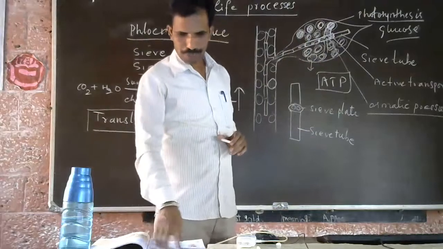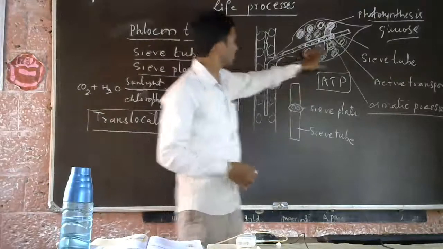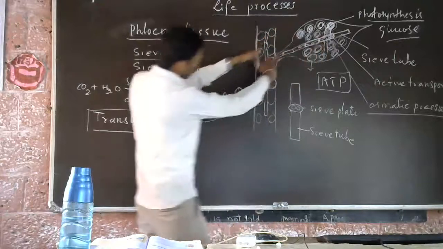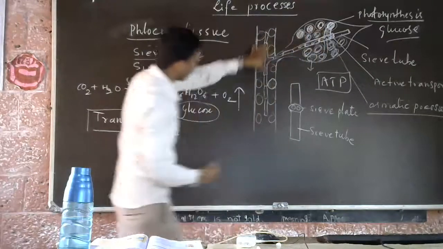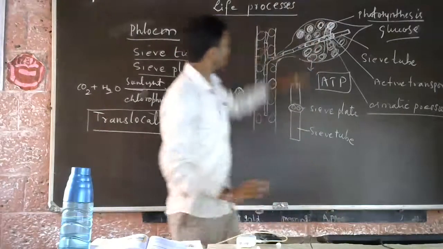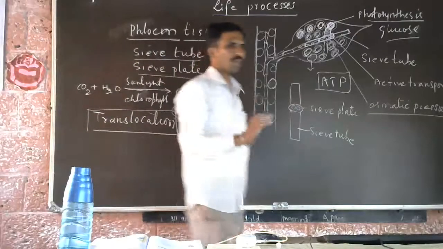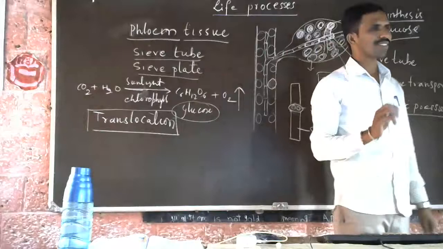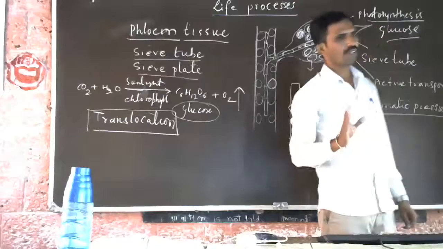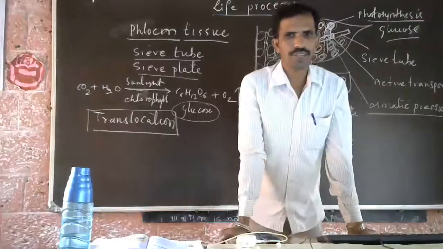This pressure moves the material from phloem to tissue which has less pressure. This here is the less pressure area, and this is the high pressure area. So it moves from the leaves to the other parts where there is less pressure. This is how the food is transported in the plant body with the help of phloem. This complete process is called conduction of food, or simply translocation of food. So go through that. If you have any doubt, ask.